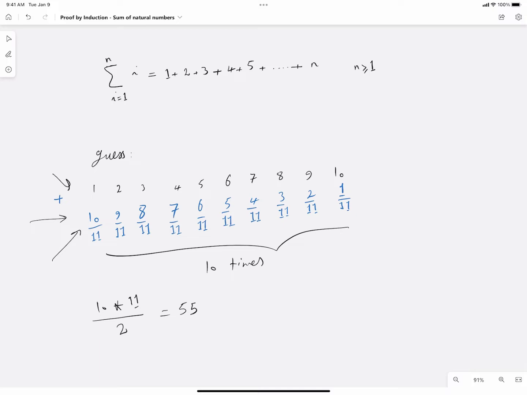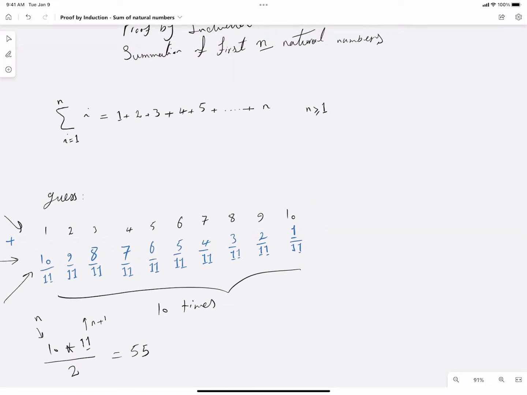As you see here, this 10 is actually the number n, and this 11 is nothing other than n plus 1, and then there's the division by 2. So I can guess that the summation of the first n natural numbers is equal to n times n plus 1, divided by 2. And we're going to prove this theorem by proof by induction.